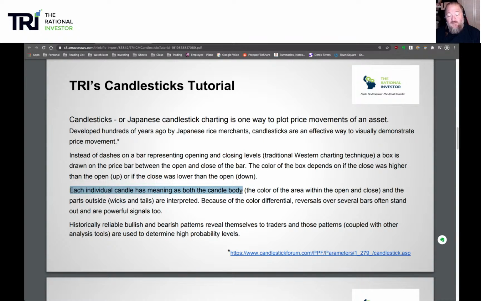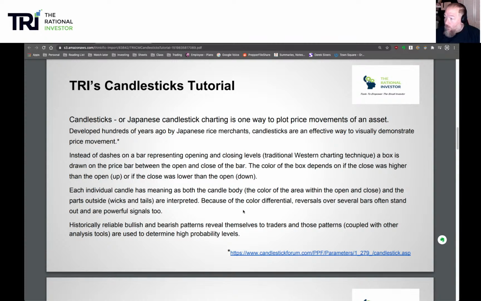Each individual candle has a meaning both as a candle body, where the price opened and closed, which is what you see when you do a line chart. You don't see the open, but you see the close and the previous close, right? And the candle has meaning both in terms of the body and the wicks and tails and how those are interpreted. The color differential really helps the reversals to stand out as you're looking at patterns. And obviously, the reason we use it is because we have some historical reliability with bullish and bearish patterns.